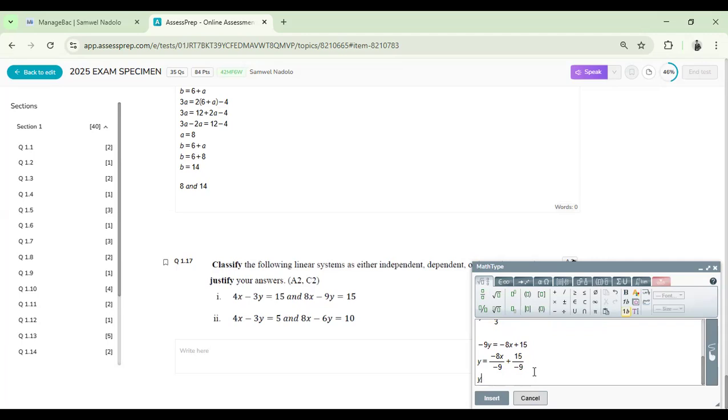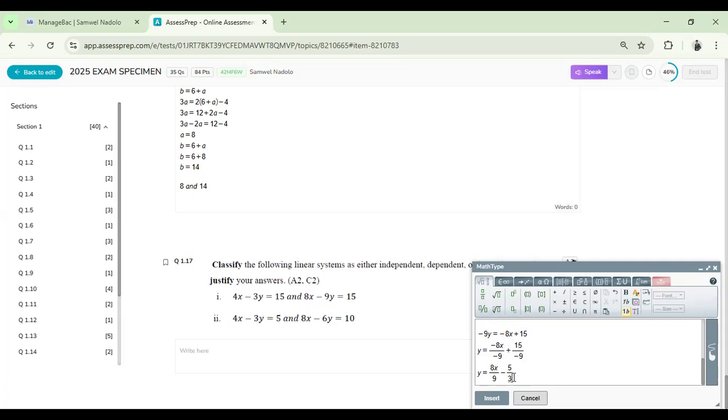Okay, so if you simplify this, your left-hand side still is y, your right-hand side is 8 over 9. So you'll have to put a fraction and put 8x divided by 9. And then positive divided by negative is negative. And then if you simplify by 3, it is 5 on the numerator, and by 3 is 3 in the denominator. So 5 divided by 3.